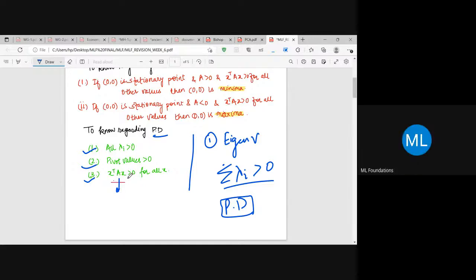I have a doubt, sir. Actually, for the pivot values, if all the pivot values are negative, then can we multiply by -1 in that matrix?